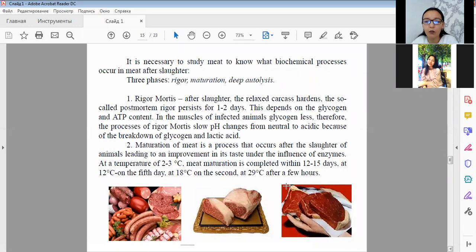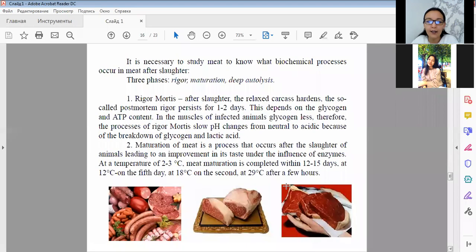Maturation of meat is a process that occurs after the slaughter of the animal, leading to an improvement in its taste under the influence of enzymes. And at the temperature of 1-3 degrees, meat maturation is completed within about 15 days. At 12 degrees, about 5 days, at 18 degrees, about 2 days, and at 29 degrees, after a few hours.